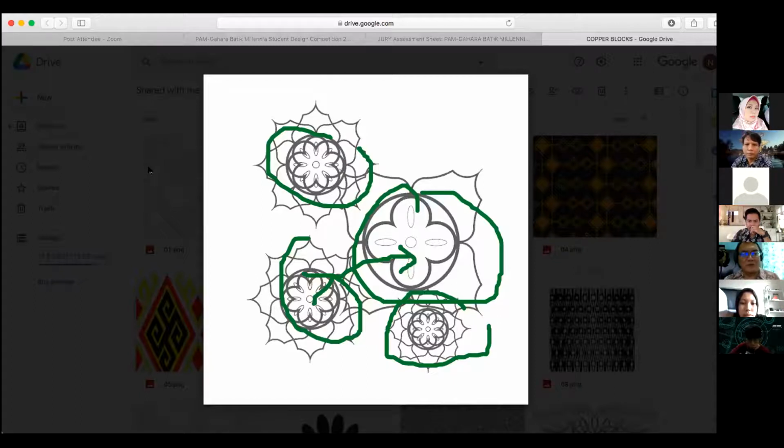So all of you need to remember that these very dainty or very detailed little lines, it's difficult for them to contain the colors. Okay? Okay, thank you.